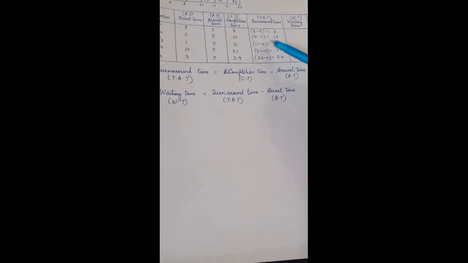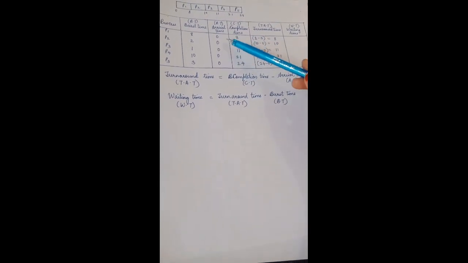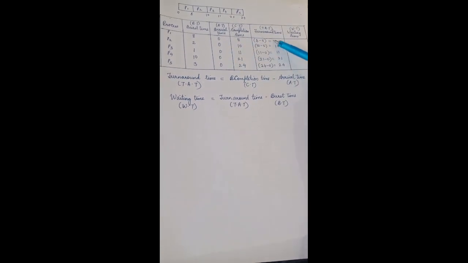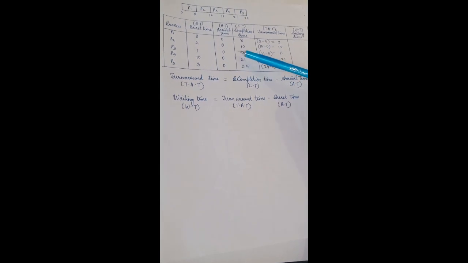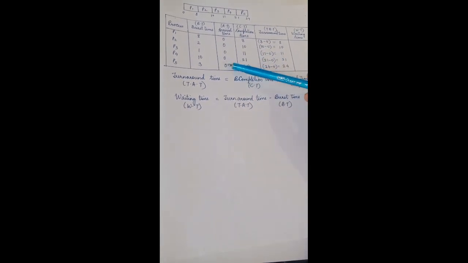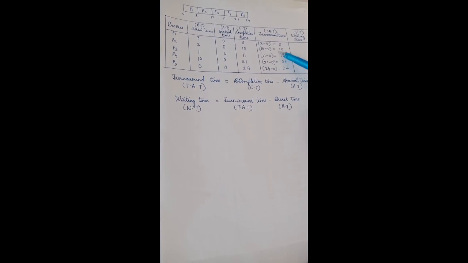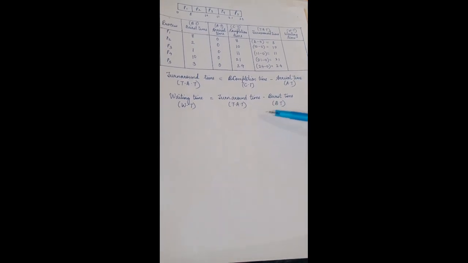Next, we have to find turnaround time. The formula for turnaround time is completion time minus arrival time. So let's find the turnaround time for each process. For P1, 8 minus 0 is 8, 10 minus 0 is 10, 11 minus 0 is 11, 21 minus 0 is 21, and last for P5, 24 minus 0 is 24. So these are the turnaround times for all the processes.